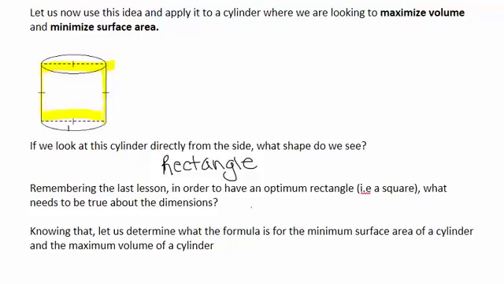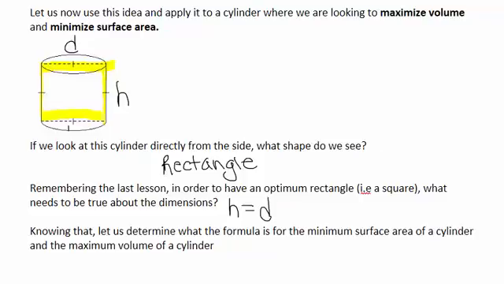Moving forward, remembering the last lesson, in order to have an optimum rectangle or square, what needs to be true about its dimensions? So remember that the formula is area equals s squared, meaning all the sides are equal, which you should know that all sides of a square are equal. So if we look at the square here, the thing that has to be true about these dimensions is the height has to equal this side for it to be a square, which this side is actually the diameter of that circle. Therefore, the answer to this question is that the height has to equal the diameter.